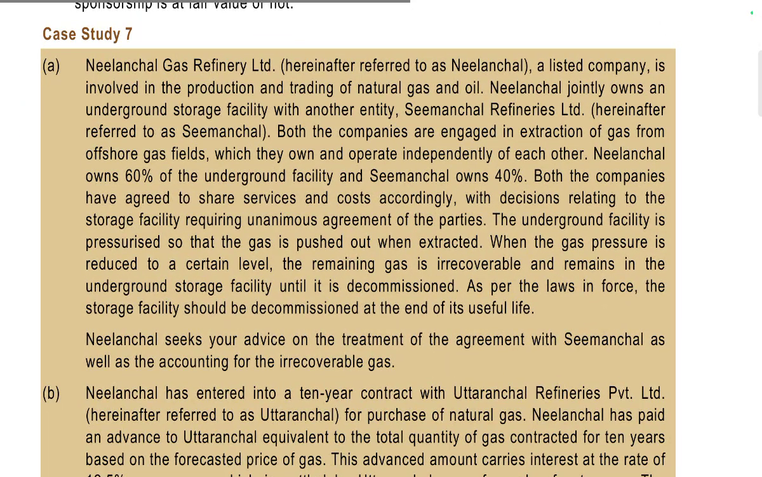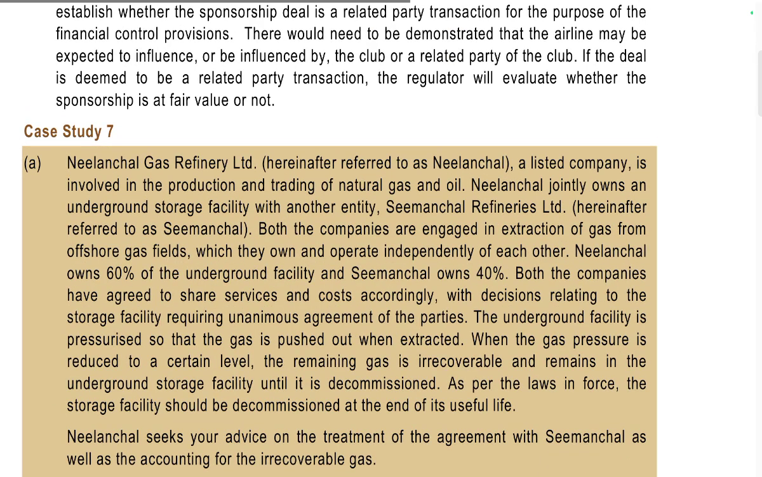Case Study 7: Neil Lanchal Gas Refinery Limited.